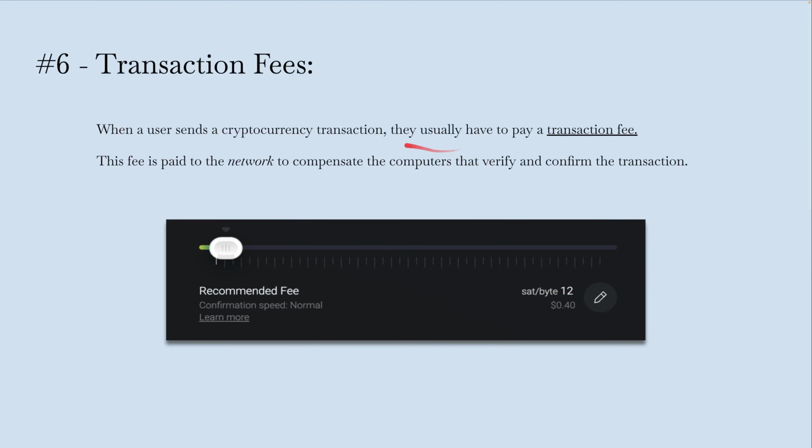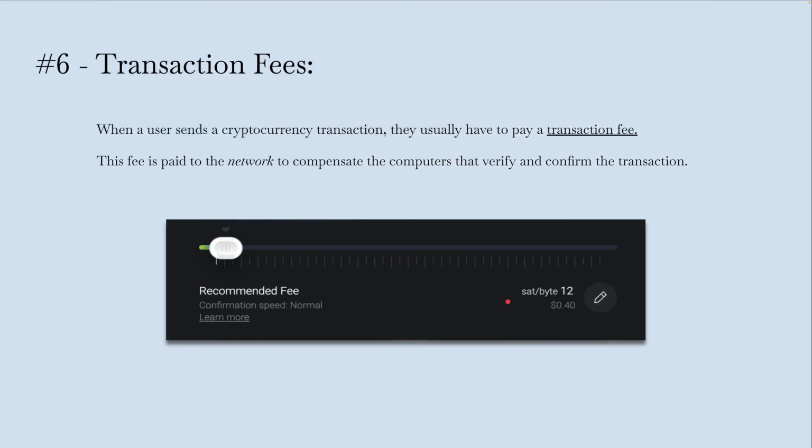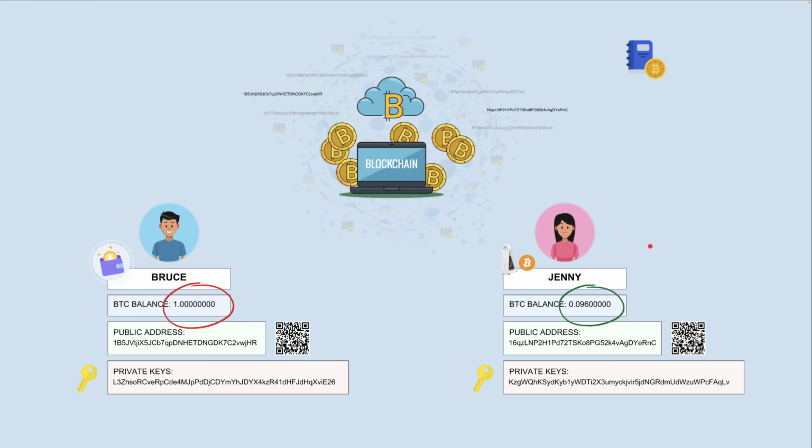When a user sends crypto, they pay a fee. So you will have a transaction fee, but remember as well, it depends on the network, how expensive it is. But for example, Bruce could have sent a couple $100,000 worth of Bitcoin and paid 40 cents. Typically your wallet will give you a recommended fee to make sure it gets processed quick enough. But for 40 cents, Bruce could have sent that anywhere in the world to anyone. And it's decentralized, so there's no middleman.